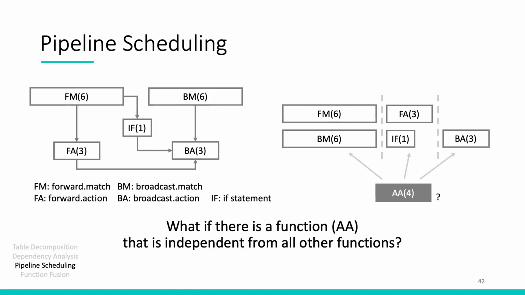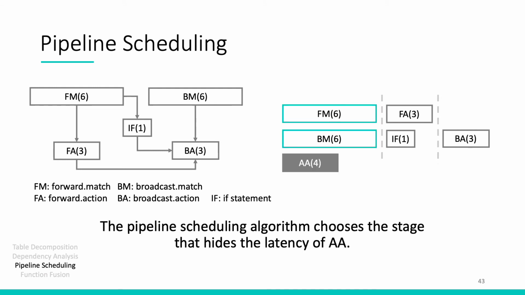Actually, I chose a simple example that does not need cycle information in pipeline scheduling. But what if there is a function AA with 4 cycles that is independent from all other functions? In that case, the pipeline scheduler chooses the stage that hides the latency of AA. The first stage takes 6 cycles, so AA is allocated in the first stage.